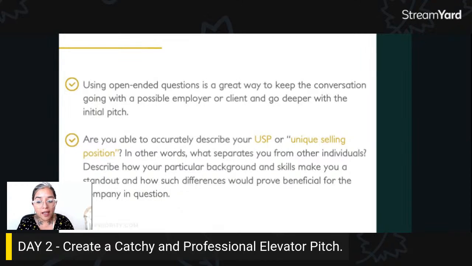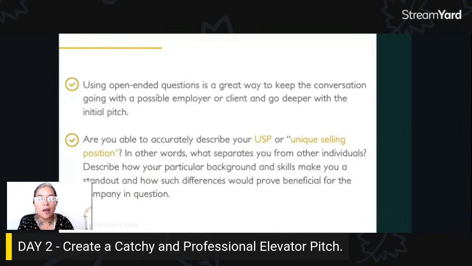Then, are you able to accurately describe your USP? USP is your unique selling proposition. So what is it that you are offering? What is your true value? So if you're able to describe or explain what the benefit that you offer is, that's a great elevator pitch. It is going to be effective, you see?